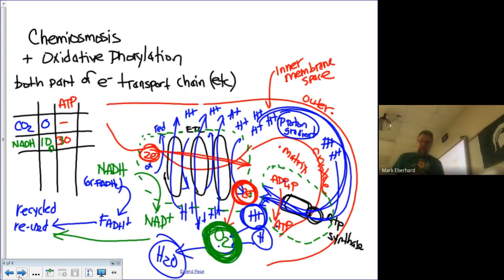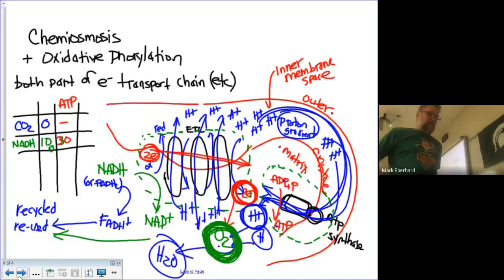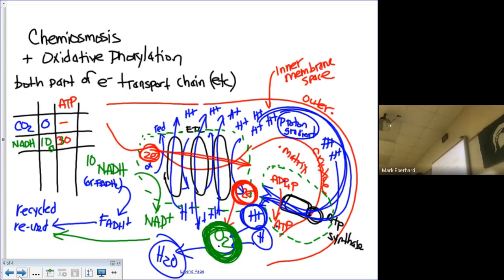So we got 2 coming from glycolysis, 2 coming from the link step, 6 coming from the Krebs cycle. That's a total of 10. Each one produces 3 ATPs on average. That means on average, we can produce about 30 ATP from all that NADH we made in the earlier steps. So there will be 10 of these for every sugar showing up.